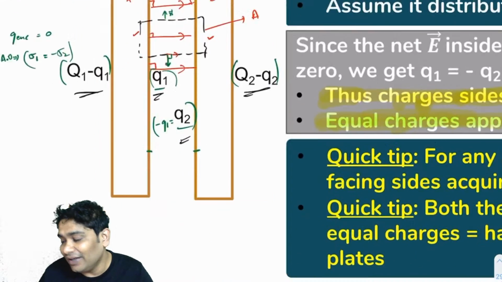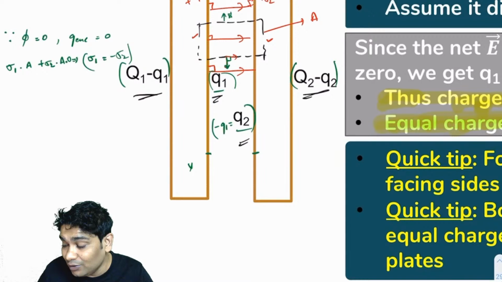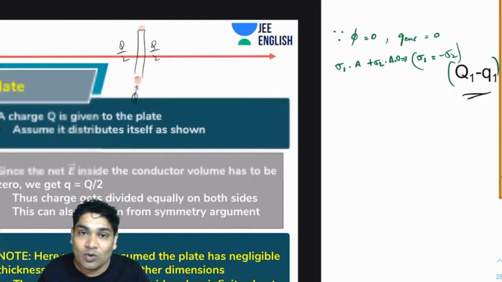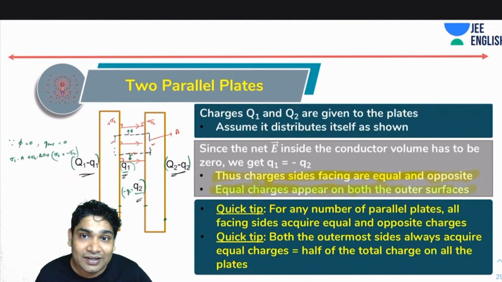It's just that take a point here. For the E to be 0, E due to this guy should be cancelled by E due to this guy, which will tell you that they have to have the same charge. That is the logic I told you. You can check out any book. This is a standard proof.